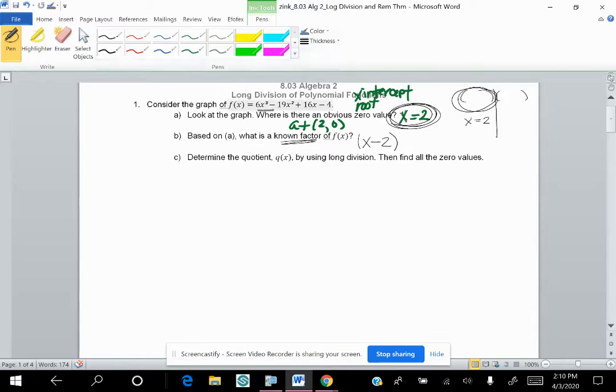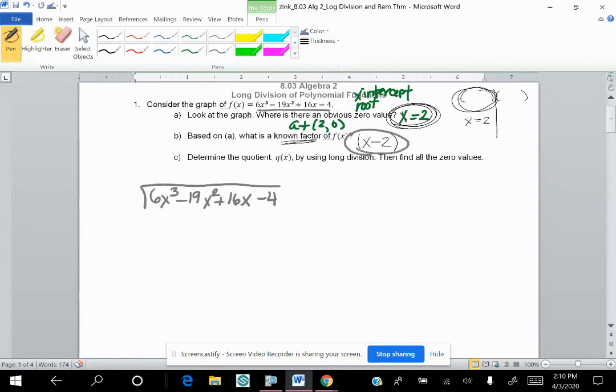We're going to take our f of x right here, and I'm going to write that out. So 6x to the third minus 19x squared plus 16x minus 4. And we're going to divide that, make sure it doesn't have a hook because it's not square root. We're going to divide it by what our factor was. So our factor was x minus 2.